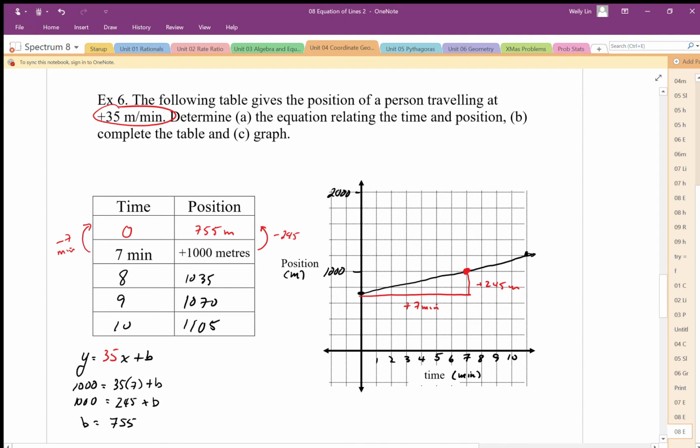It's somewhere around there for 1,105. Where would that be? 1,105 is somewhere right in there, which is about right. Okay, and again, that gives us our straight line relationship.